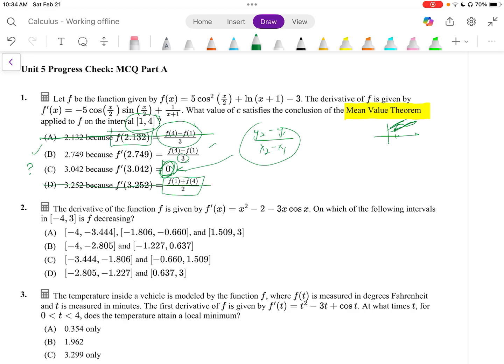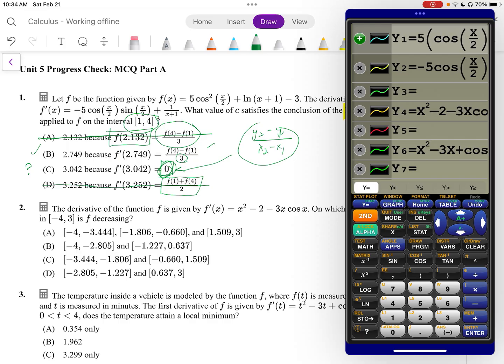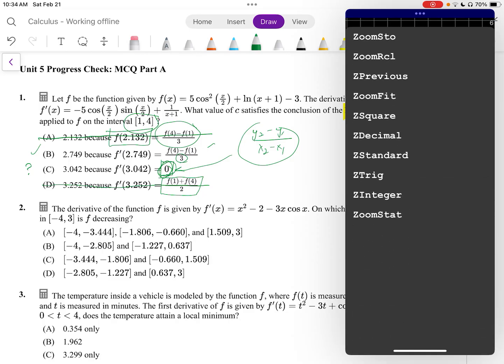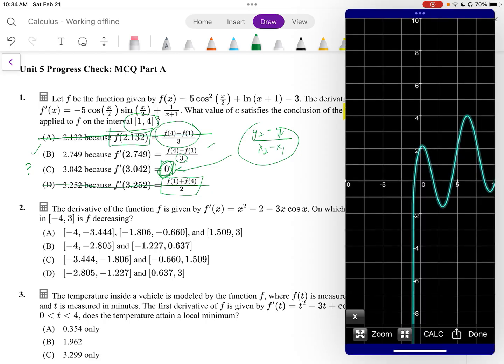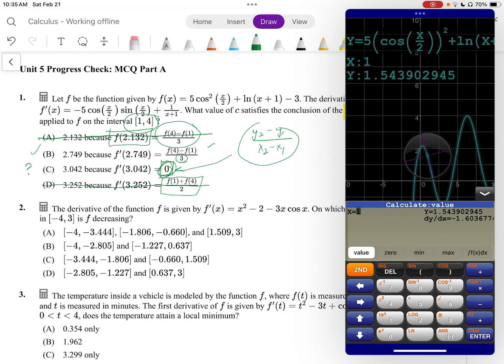So what we can do here is f of 4 minus f of 1 over 3. So we can bring out our calculator here. In y sub 1, I have our function. So let's go ahead and graph this. And this is different than probably your graphing calculator, so you do have to know your own. So here I have the graph. I want f of 4 minus f of 1 over 3. So what I can do here is go to calculate. I just want to find the value when x is 1. So I'm going to type in 1. It tells me that value is 1.54.